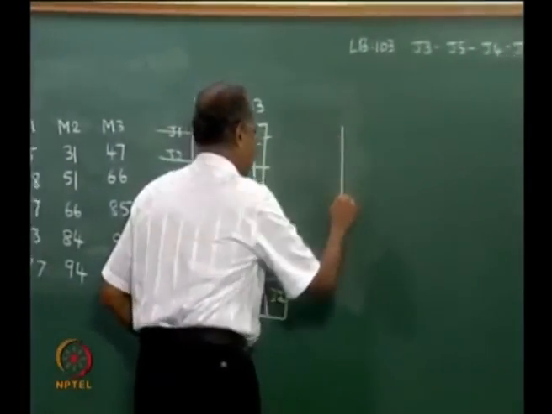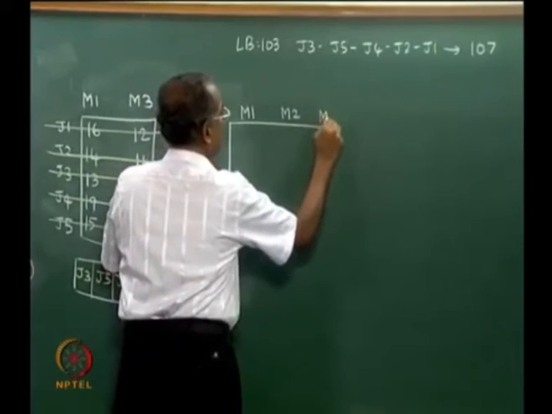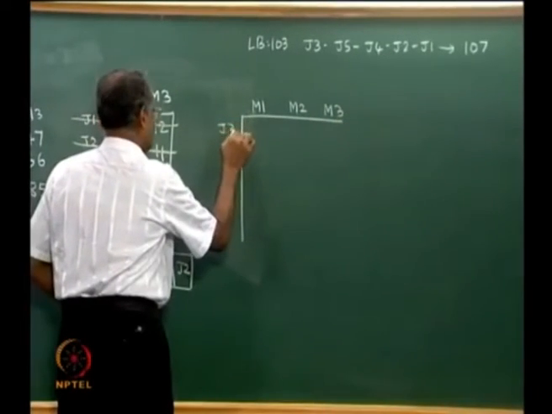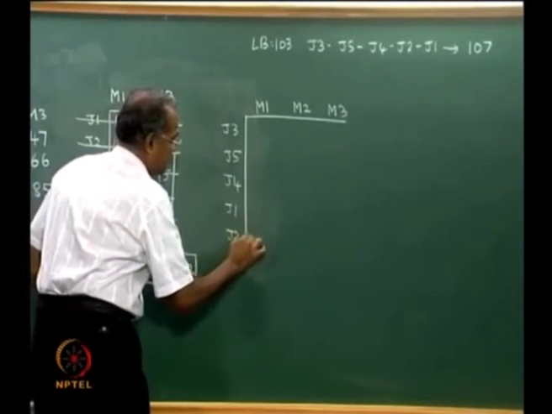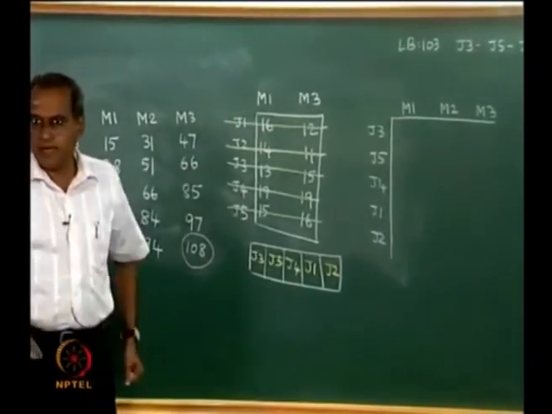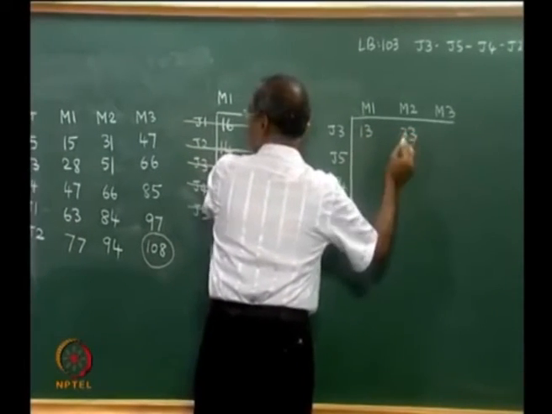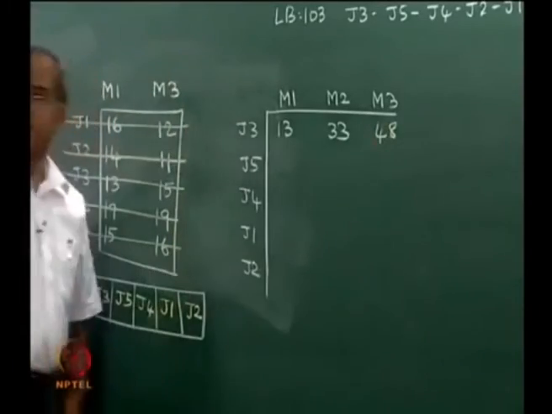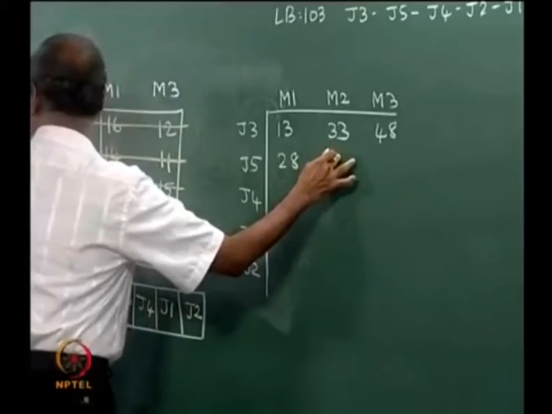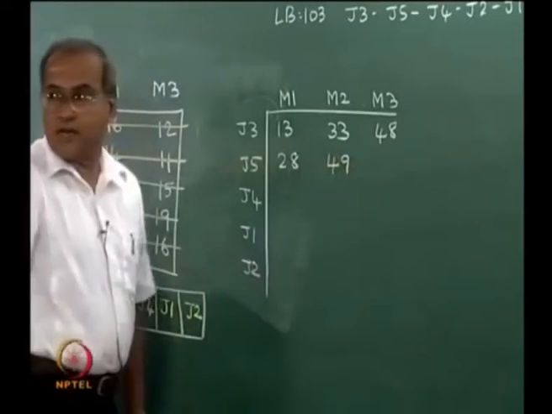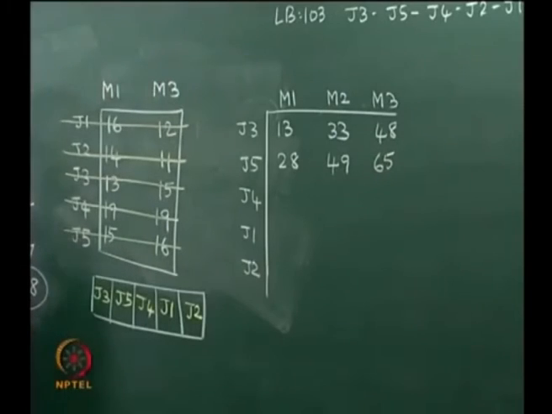So, we write M1, M2, M3, and the sequence J3, J5, J4, J1, J2. So, very quickly writing the completion times. J3 is 13, 13 plus 20, 33, 33 plus 15, 48. J5 starts at 13, finishes at 28, waits till 33, finishes at 49. M3 is already available, 49 plus 16 is 65.